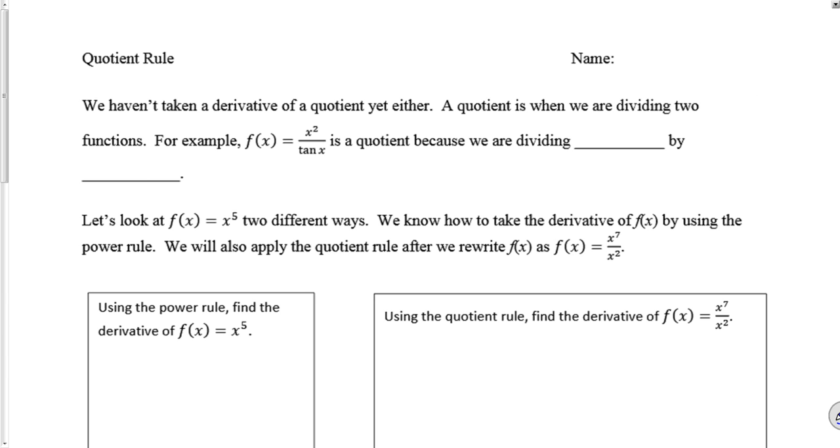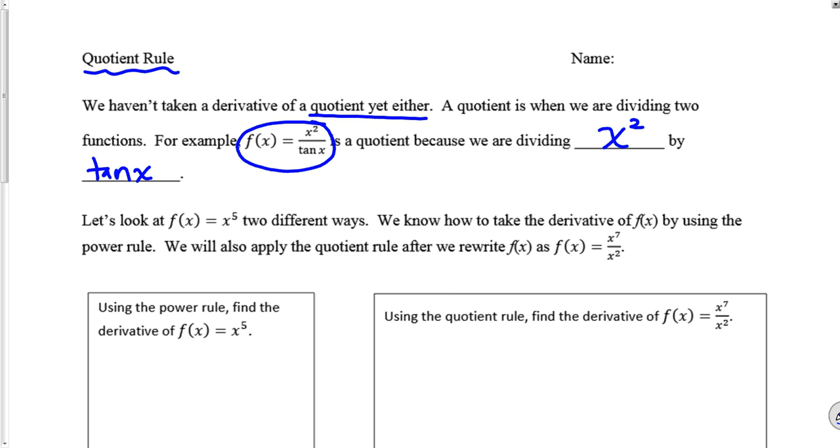Hello, today we are talking about the quotient rule, which is not exactly like, but is in the same genre as the product rule. So we had learned about the product rule, but we also have not taken the derivative of a quotient. A quotient is when we're dividing two functions. So in this function right here, it's a quotient because we are dividing x squared by tangent of x.